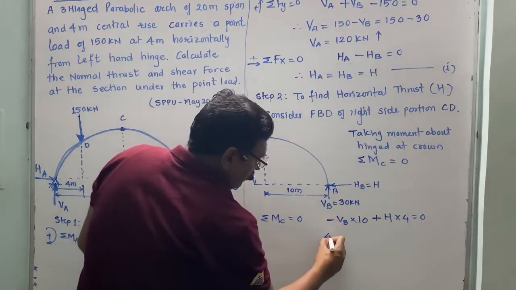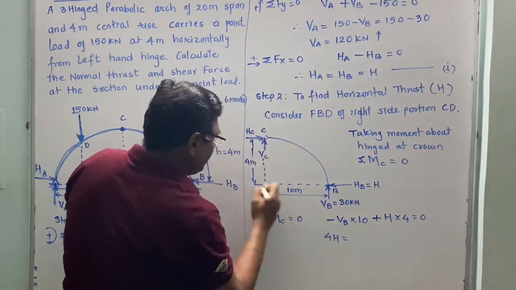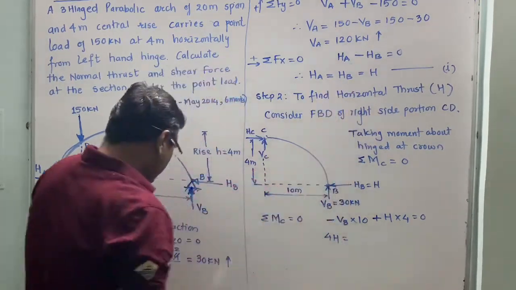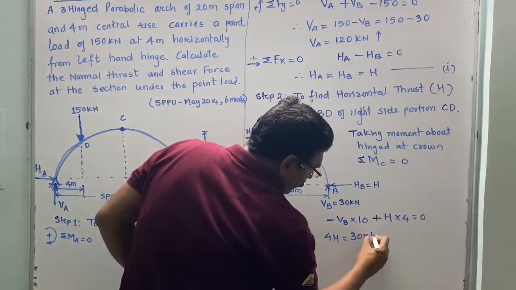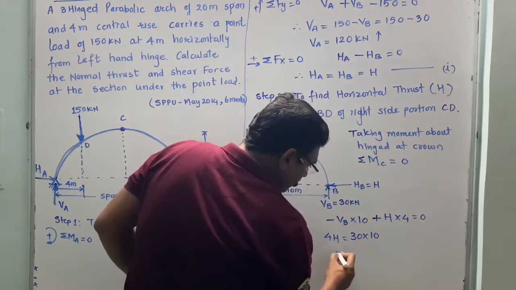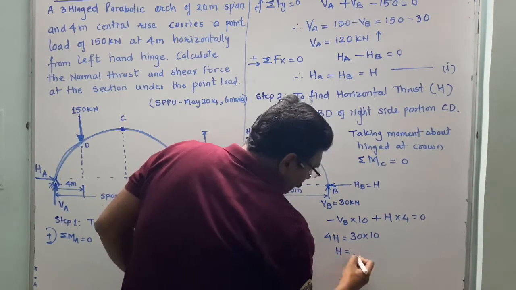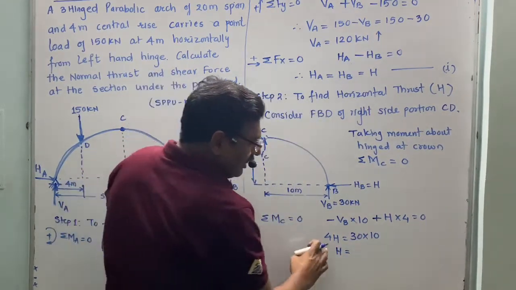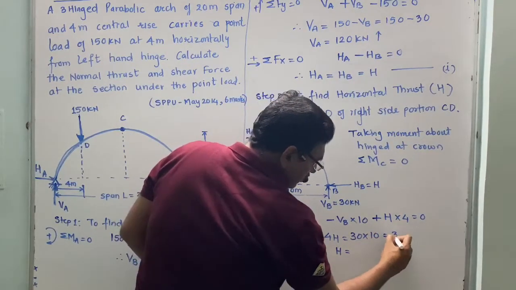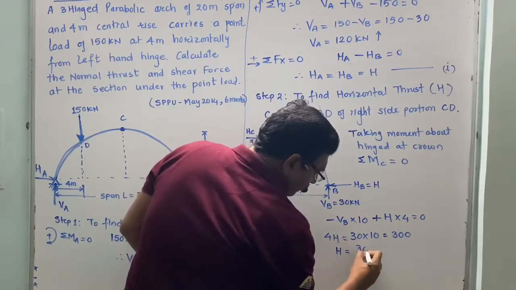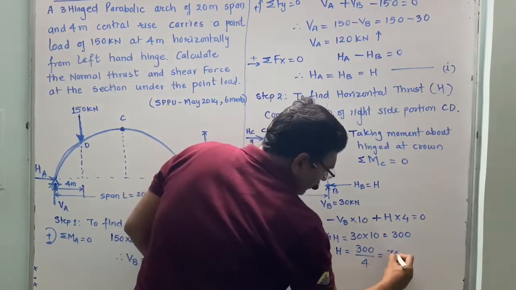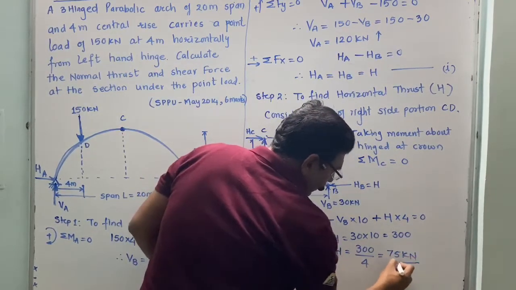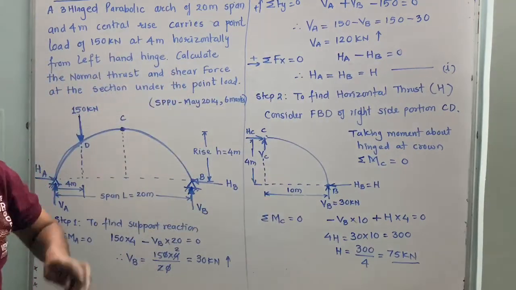Hence 4H is equal to the value of VB. The value of VB is 30 into 10. So H is equal to 300 divided by 4. You will get 75 kilonewton. So like this we can find out the support reaction.